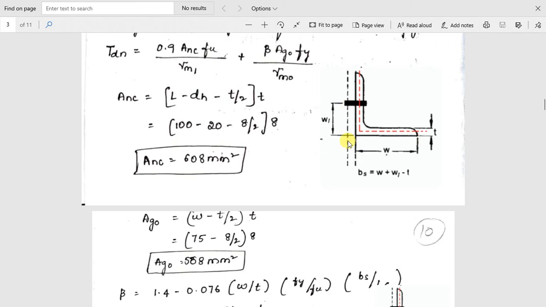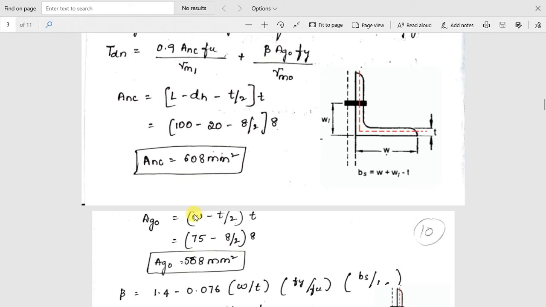The only reason why we are deducting these two thicknesses is, once you consider the point from here to here, and once again for calculating this area, I will be calculating from this point till here, the area will be overlapping. In order to avoid that, we will be deducting half of the thicknesses.